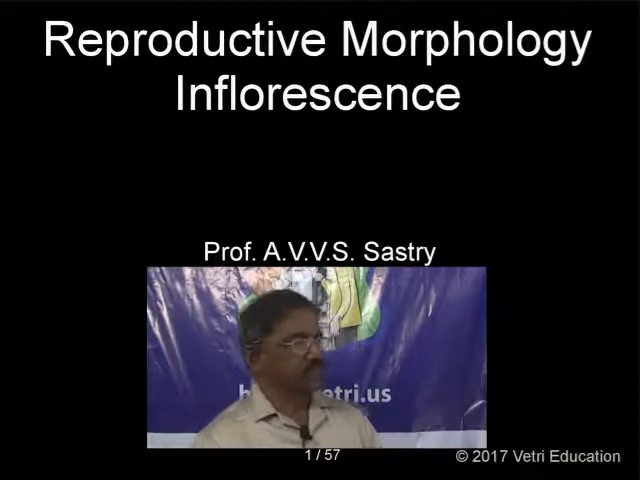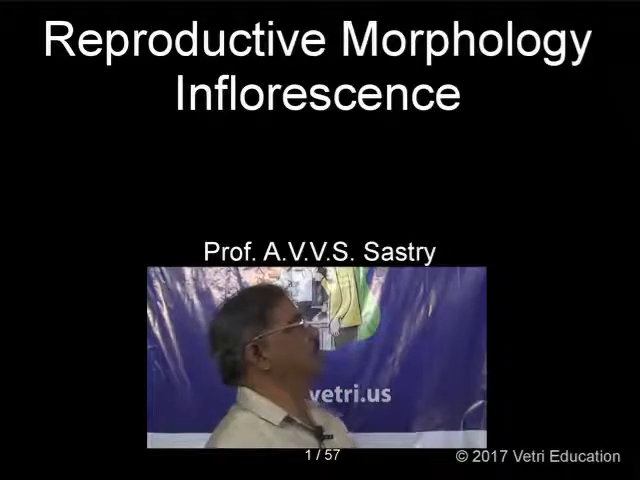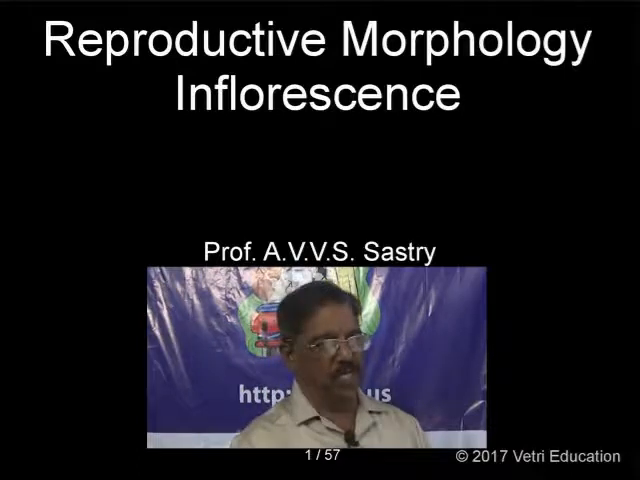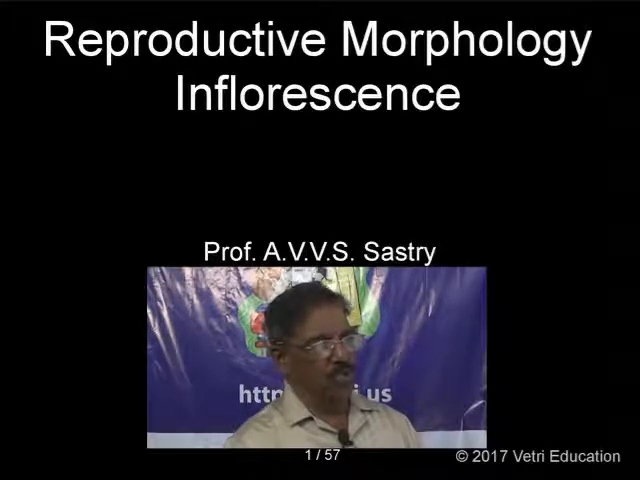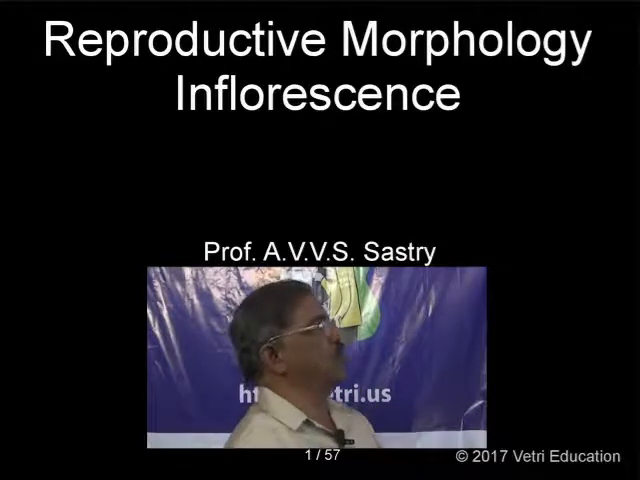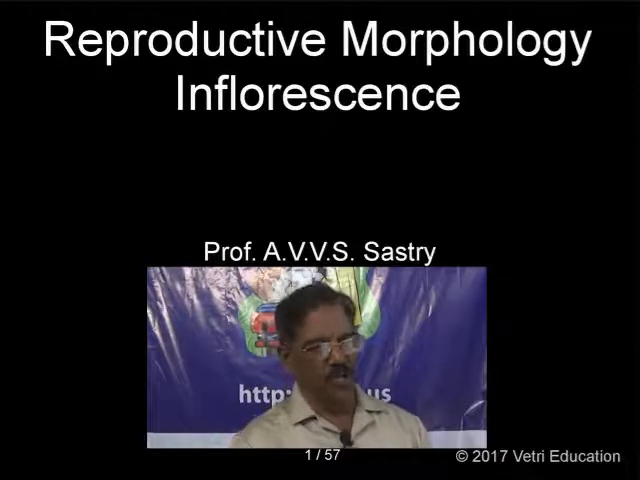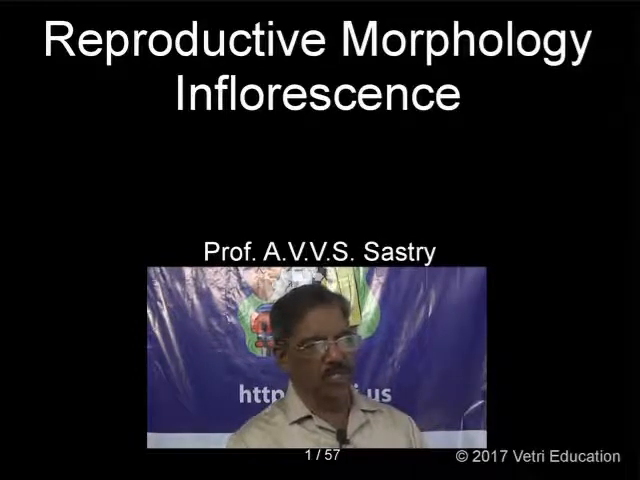Good evening. So far, we discussed the vegetative morphology. The vegetative morphology includes the root system, stem and leaves. Now, we are going to reproductive morphology. It includes the inflorescence, flower, fertilization and fruit formation, and you can see different types of fruits.